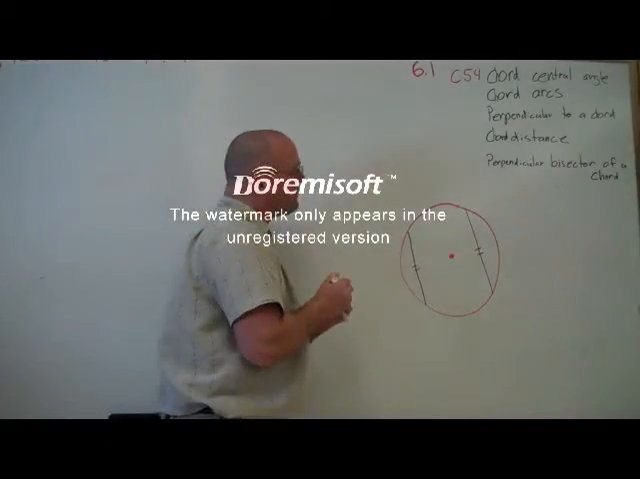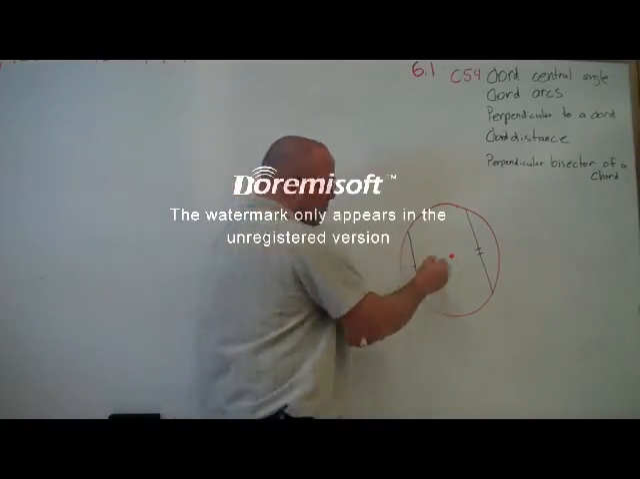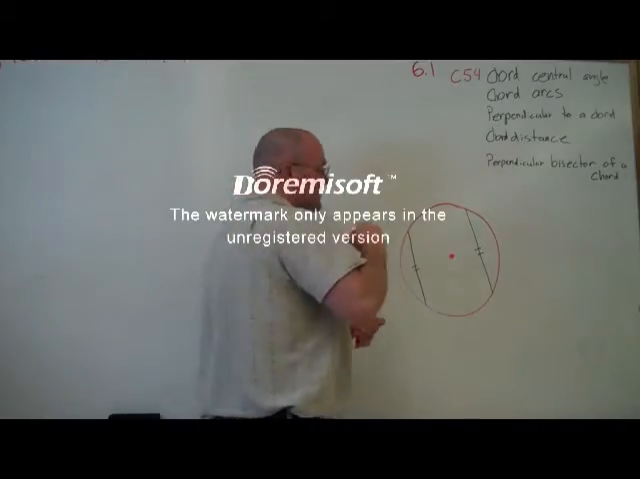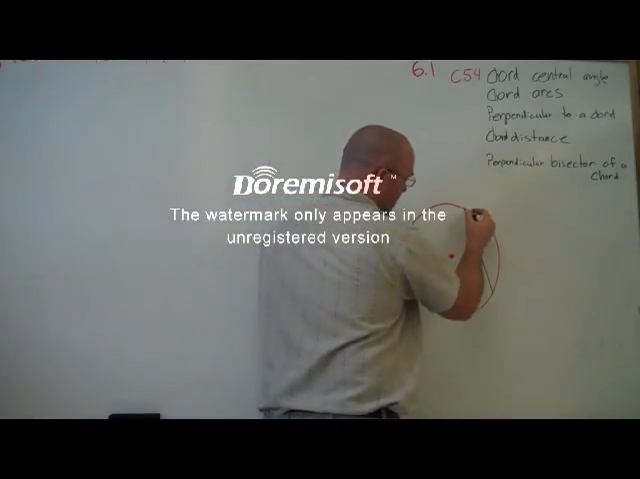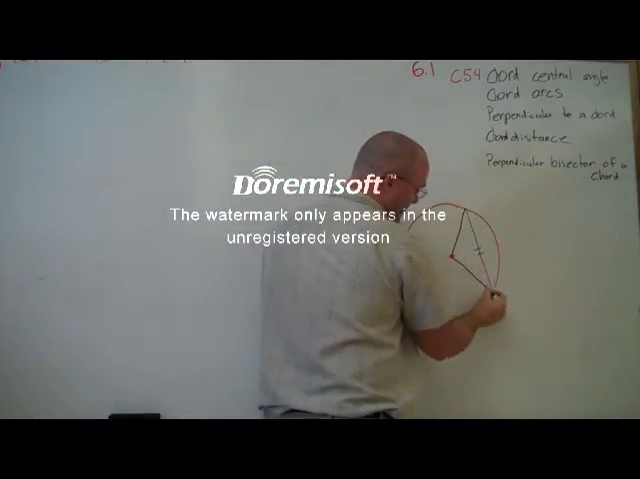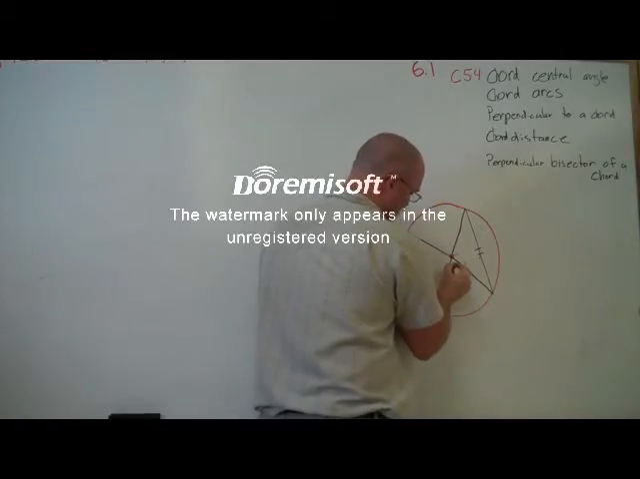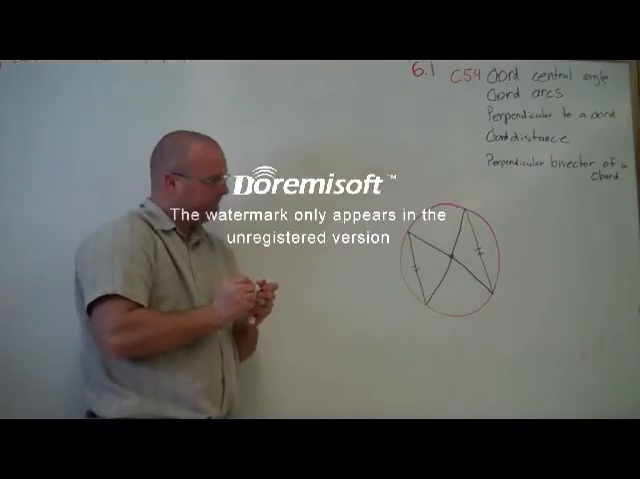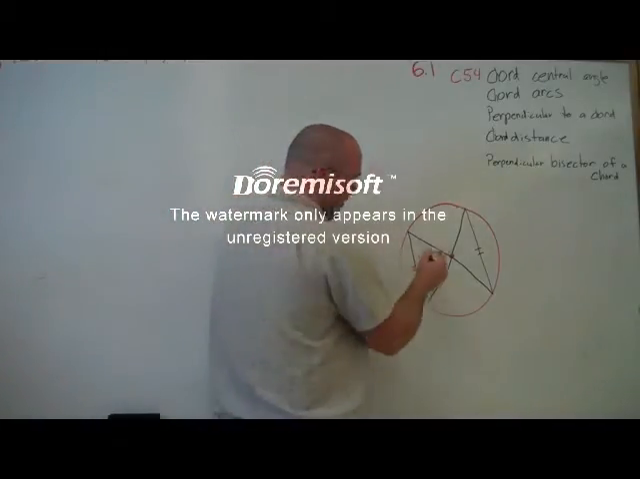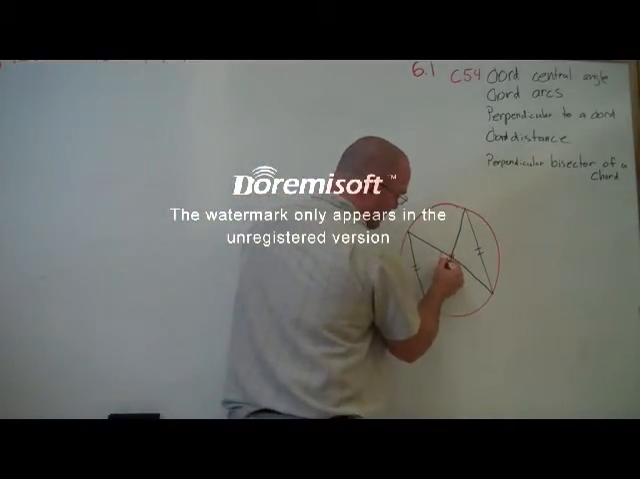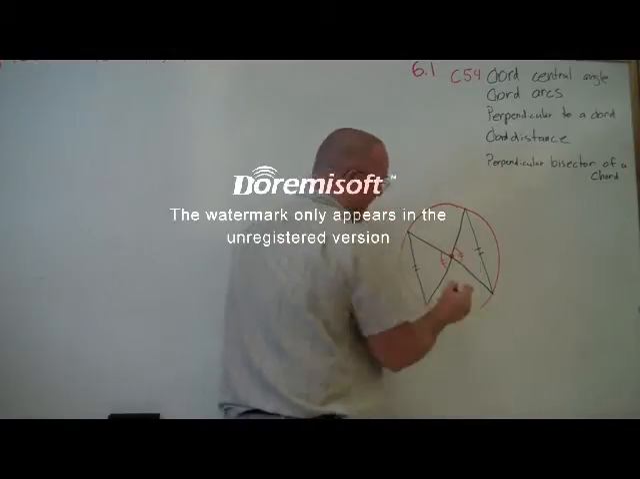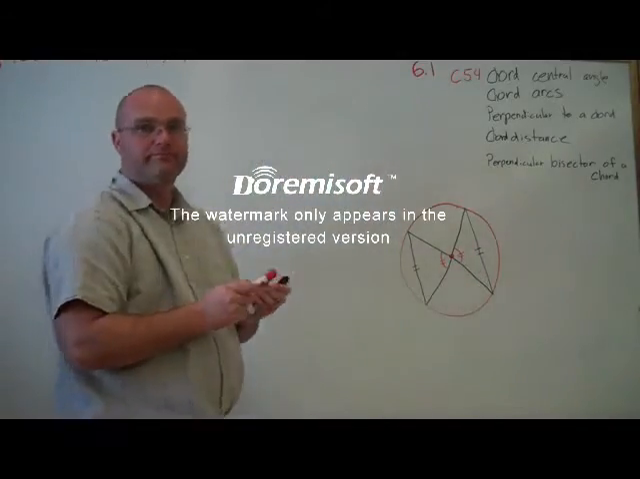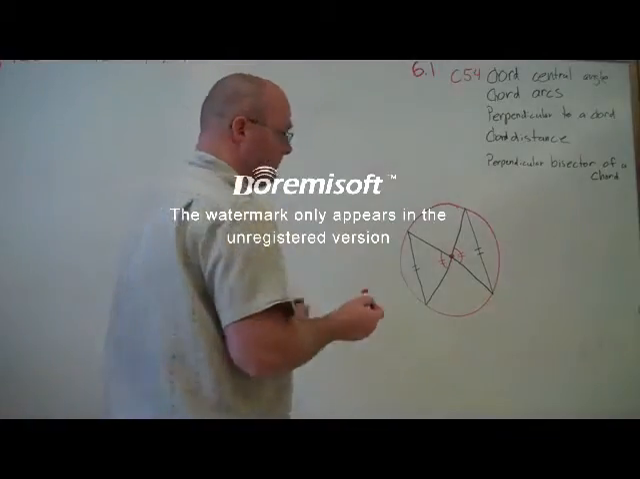Now, if these two chords are congruent, that means you draw a line and create a central angle. That means these angles are congruent. That's all that means.